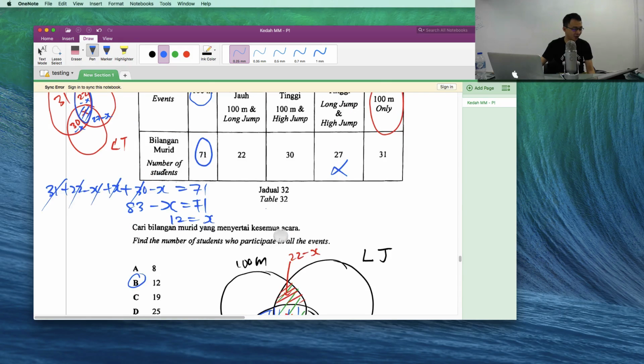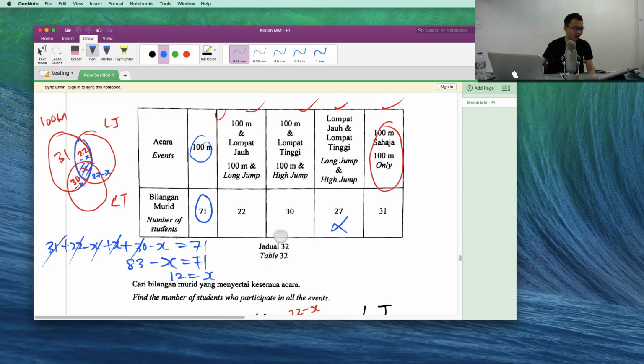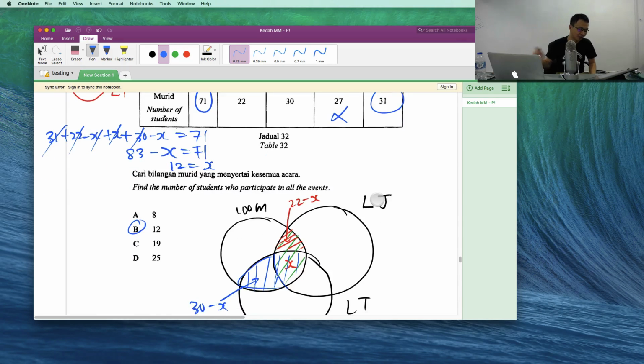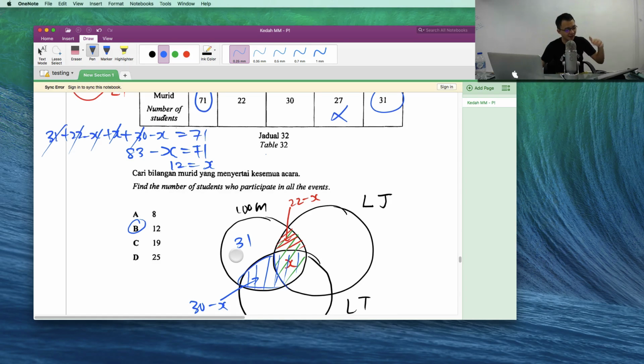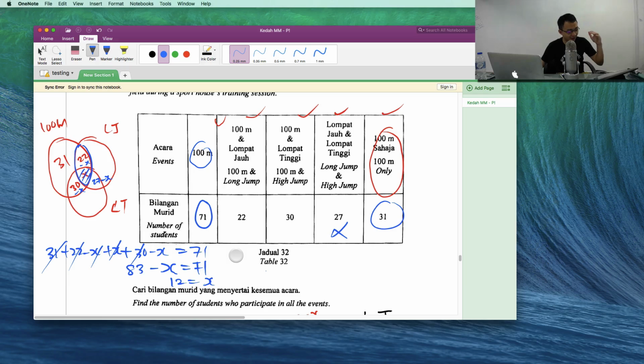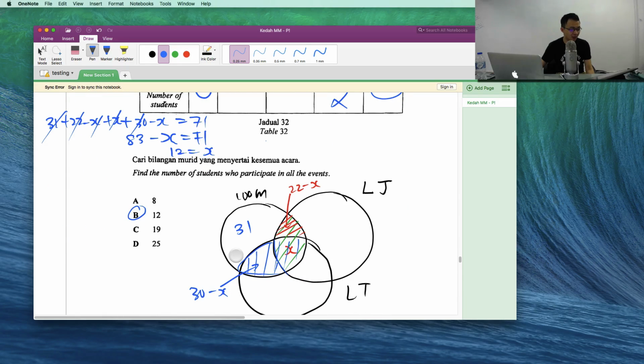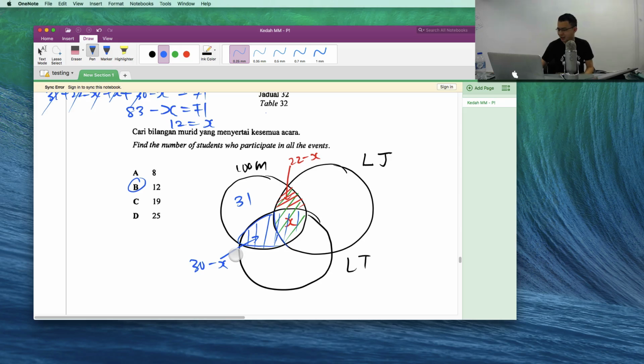And then on the question above, he said play 100 meter only. That means these 31 people don't play other activities, only 100 meter. So 31 is only here, because this part actually only plays 100 meter. This part of people, they don't play the lompat jauh or lompat tinggi. Alright, so I hope you can understand this.